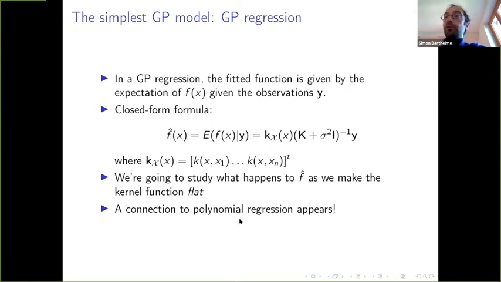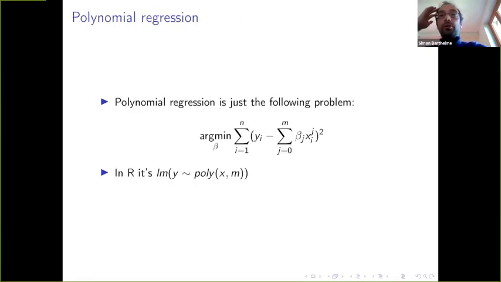Polynomial regression, well, we've just seen polynomial interpolation, which is also a special case of polynomial regression, which is very easy to explain. You assume that you have observations yi, then you want to regress them on a set of basis functions which are given by the monomials up to order m. So it's the coefficients beta for the monomials that minimize this quadratic form. And if you can read R, this is as basic as it gets. You're just saying, I want to regress y on the polynomial of order up to m. So that's polynomial regression.